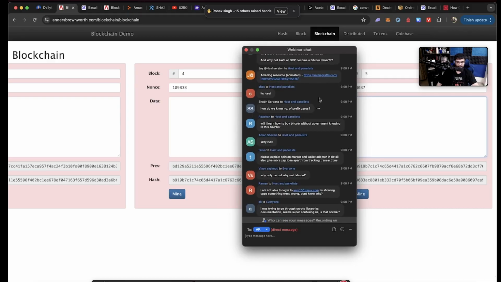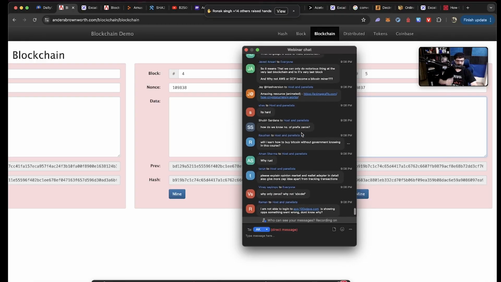Will I learn how to buy Bitcoin without the government knowing in this course? Oh boy. I mean, you don't need a course for that. Buy it from a centralized exchange, Ethereum, let's say. Send it over to an anonymizer, a mixer like Tornado. After 100 days, pull it out to another Ethereum address. Go to a cross-chain protocol like Wormhole. Convert your Ethereum to Bitcoin. You're good to go. No one can track you.